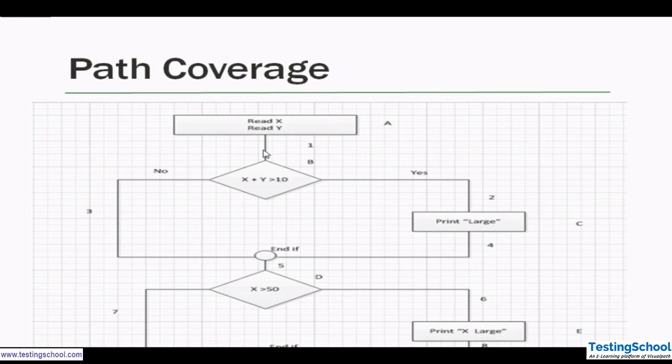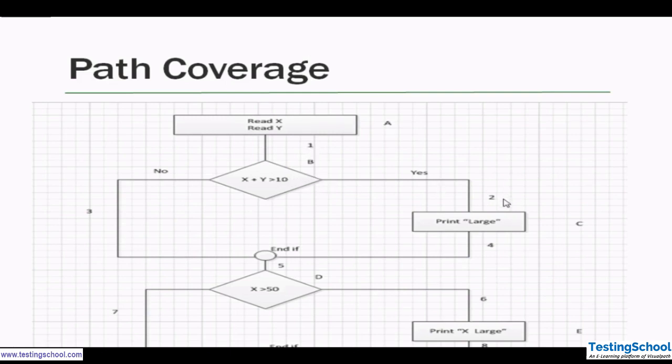Let's see this example, where we read x and read y, two variables. If x plus y is greater than 10, then it is large. Else, if x is greater than 50, then it is x large. So what statements do we have? We have the statements for yes and no. If we read x and y and x plus y is greater than 10, then it goes to the yes condition. So the first statement is x plus y greater than 10.